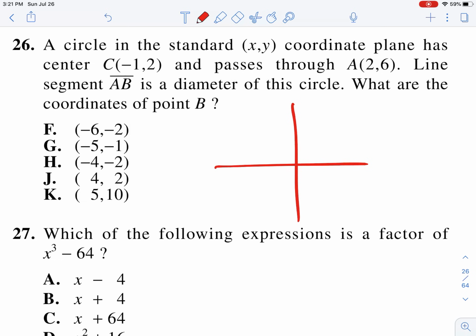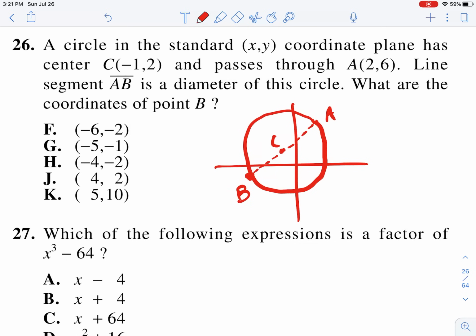So negative 1, 2. That'd be like here. And then 2, 6. Let's draw that right there. So this is what your circle will look like. Pretty bad circle, but it's okay. So this is your C, this is A. Now it says line AB is a diameter, so it's all the way across, and B is here. So what are the coordinates of B?